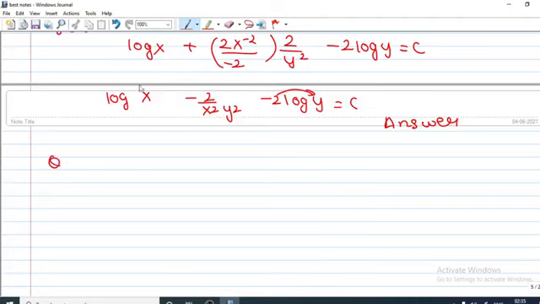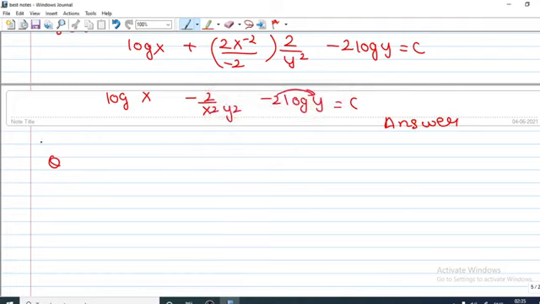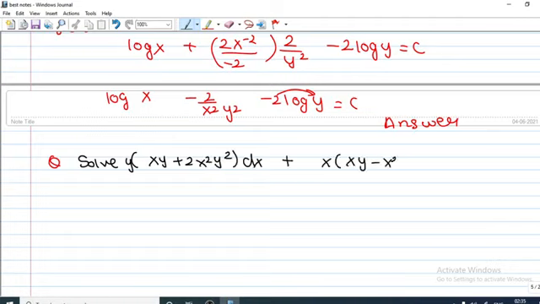The next question which we are going to take, let me change the pen. The next question is solve y(xy + 2x square y square) dx + x(xy - x square y square) dy. Remember, it is not necessary that they will always give you y separately and x separately. They can give you them attached also. There also you have to use that trick which I told you.